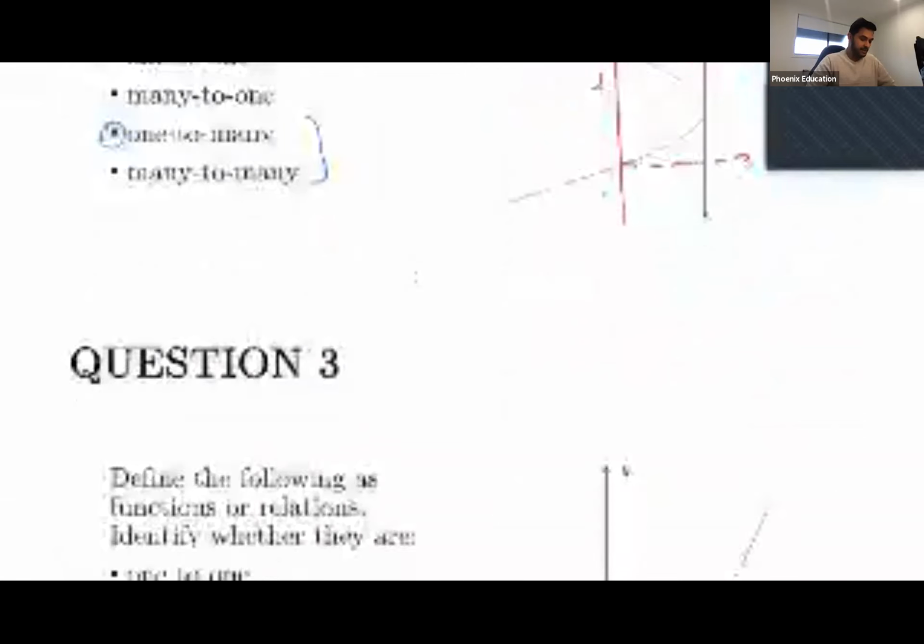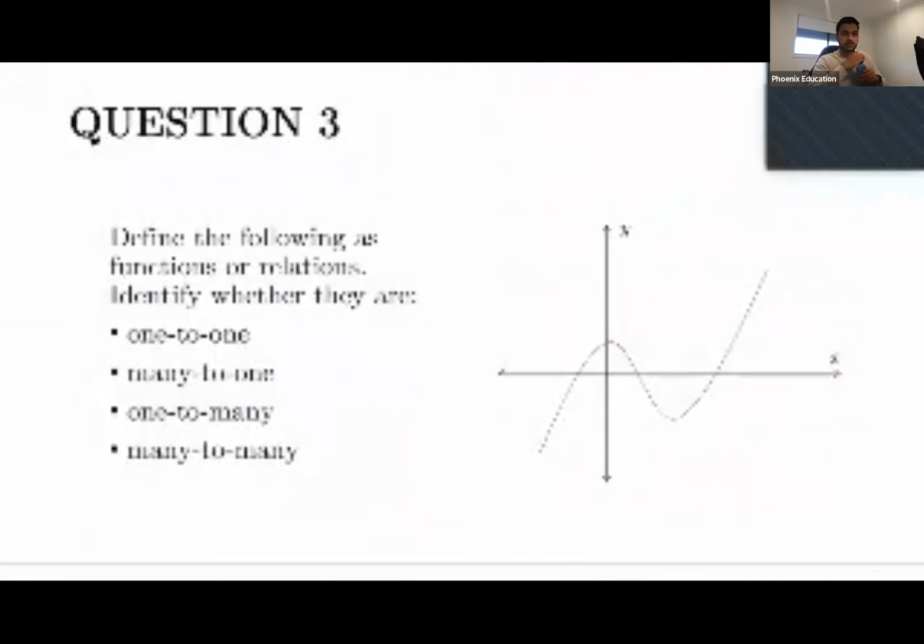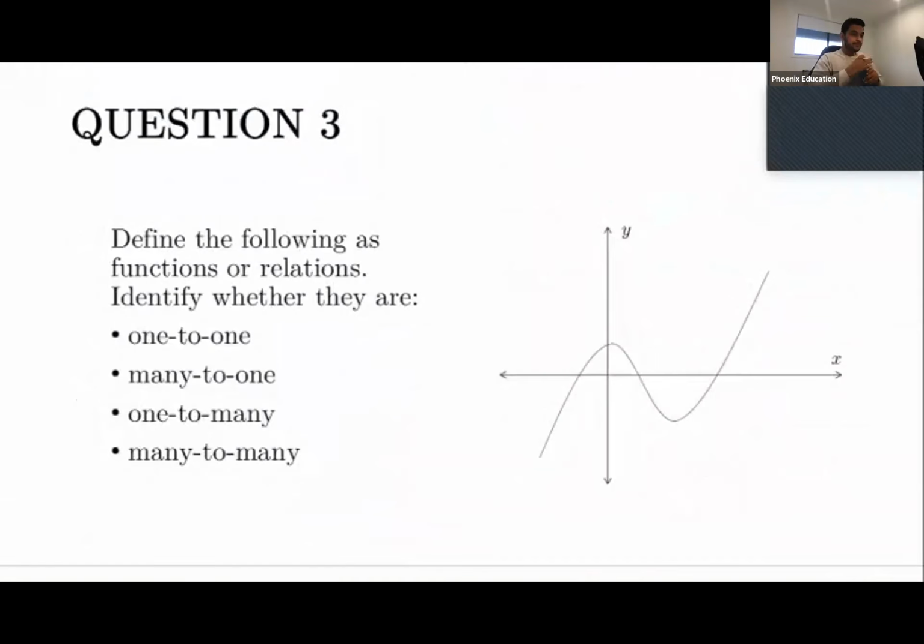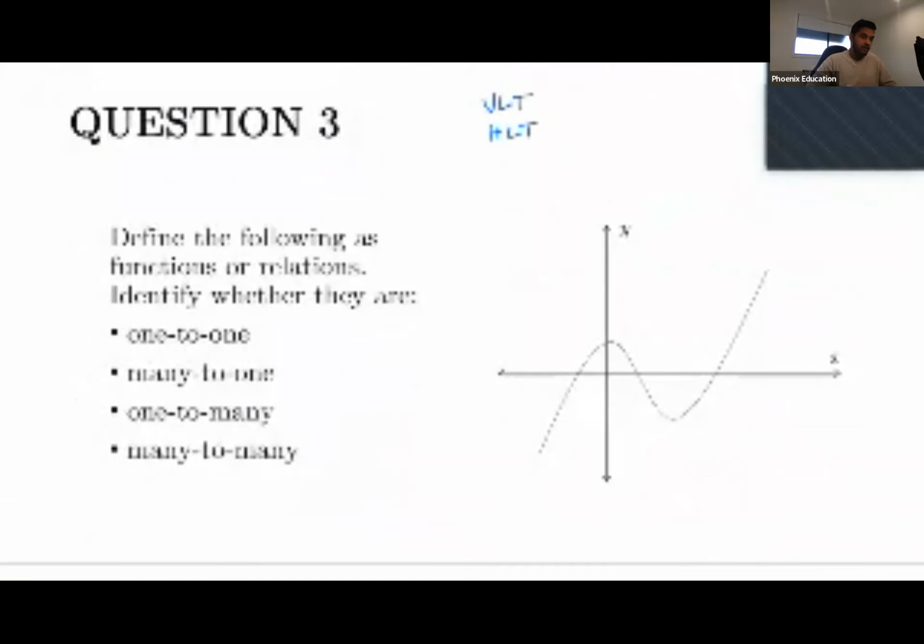Okay, let's move to the next one. So I'll give you guys just a second to think about this one as well. Okay, so if we have a look at this graph, it passes the vertical line test, okay? But it will fail the horizontal line test, okay? So because it passes the vertical line test, it means it's a function. So it's one of the first two. And because it fails the horizontal line test, it must mean that it's a many-to-one function.